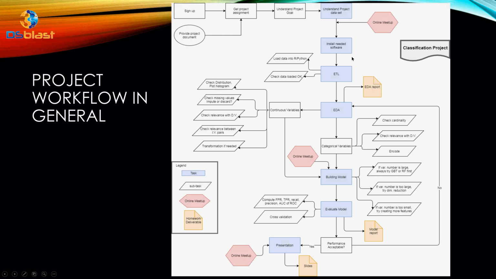You install whatever software you may need. Then you will go ahead to do the ETL, which is data extraction, transformation, and loading. You will load the data into the computation environment. Then you will do some exploratory data analysis, which is EDA. You may have multiple phases of EDA: EDA 1, EDA 2, EDA 3. In EDA, you will run into different types of data. You may have continuous variables and categorical variables. For continuous variables, you will do a set of processing and analysis, and you may have to do a different type of processing on categorical variables.